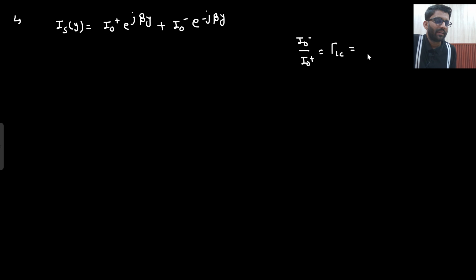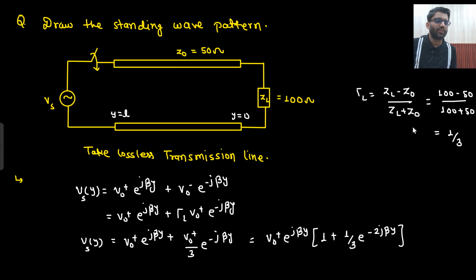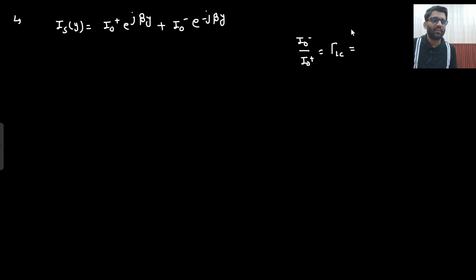What I mean to say is that, what is your current expression? Now we are analyzing for current. So what is your I(y) expression? That is I naught plus e to the power j beta y plus I naught minus e to the power minus j beta y. Now what is the value of I naught minus upon I naught plus? That is the reflection coefficient at load, but for current. And what is the value for that? Negative of the voltage reflection coefficient. So what is the voltage reflection coefficient? That is 1 by 3. So what will be the current reflection coefficient? Minus 1 by 3. So this we have already seen, the current reflection coefficient is the negative of the voltage reflection coefficient.